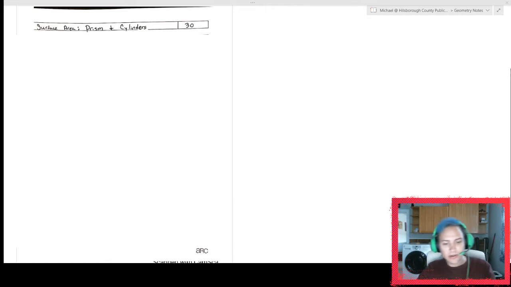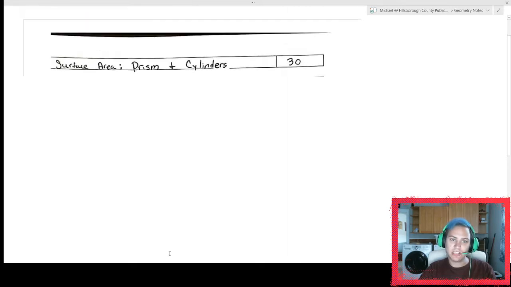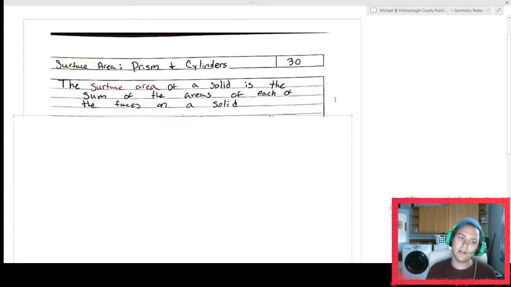So again, like we talked about yesterday or whenever you watched those notes from before, surface area is just the area that's around the outside of a solid, right? It's just the covering of some sort of figure. So I did put it right there. Surface area of a solid is the sum of the area of each face on a solid. So the sum of the base, and then each face around the side.